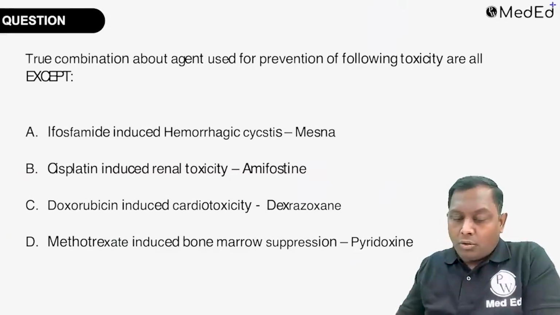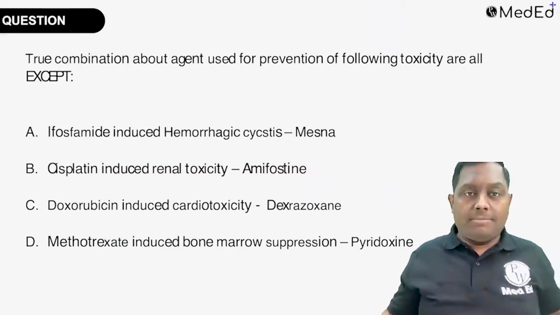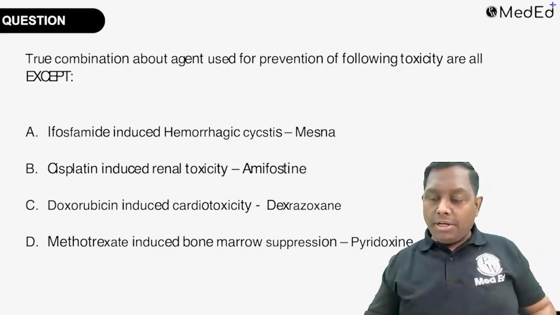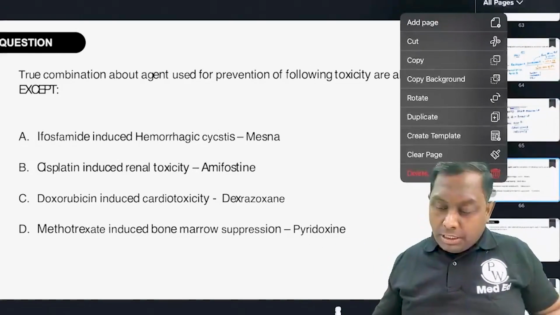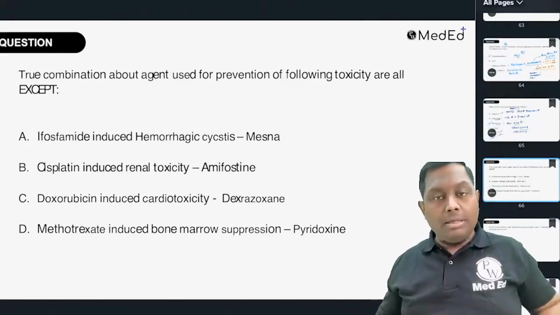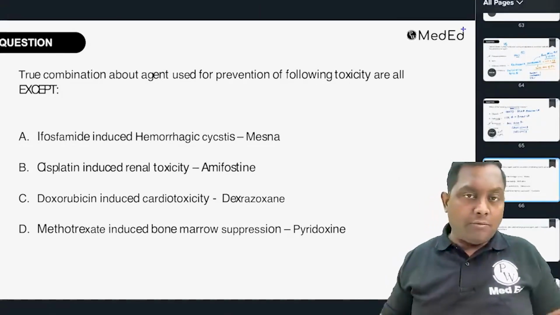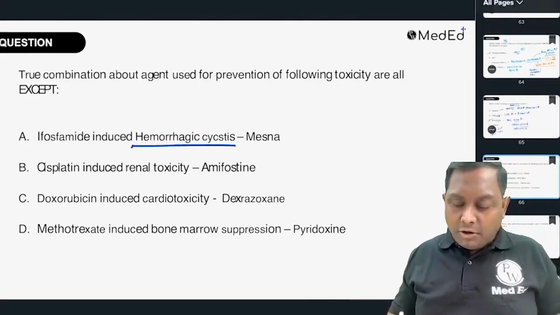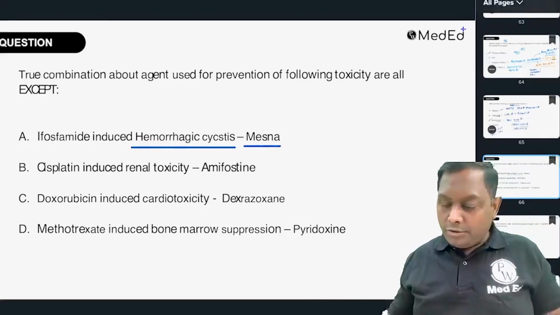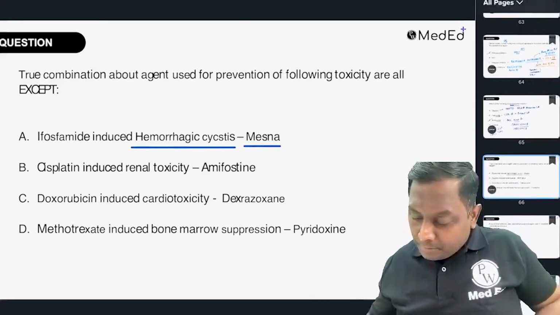Now, true combination about the agent used for prevention of the following toxicity are all except. So whenever we read our कीमोमैन, जब भी हम कीमोमैन पढ़ते हैं तो कीमोमैन के साथ एक इंपॉर्टेंट चीजें हम पढ़ते हैं. What are drugs that we have to prevent the toxicity. Ifosfamide induced hemorrhagic cystitis, we always use mesna. We always use what? Mesna.